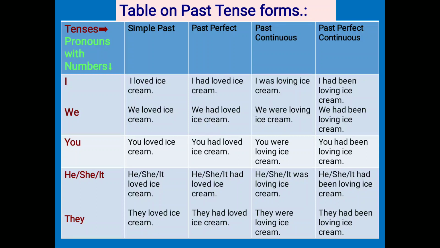And the last one is past perfect continuous. Here the previous sentence structure in present perfect continuous, that is I plus have plus been plus ing plus object, is being changed to I plus past form of have or has. Okay, what is the past form of have or has? It is had. So I had been, ing form of the main verb, that is loving ice cream. Okay, I had been loving ice cream. Similarly we have we had been loving ice cream, you had been loving ice cream, he, she, it had been loving ice cream, and they had been loving ice cream.